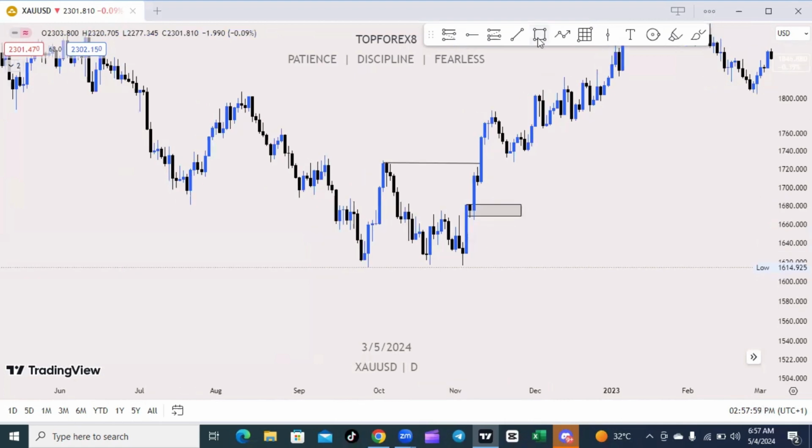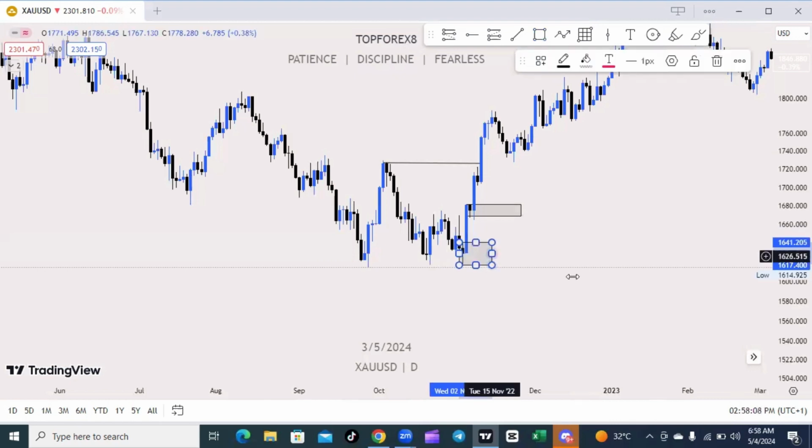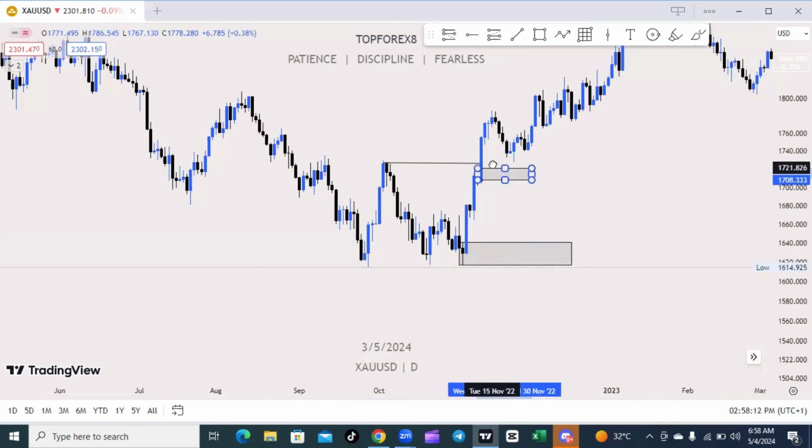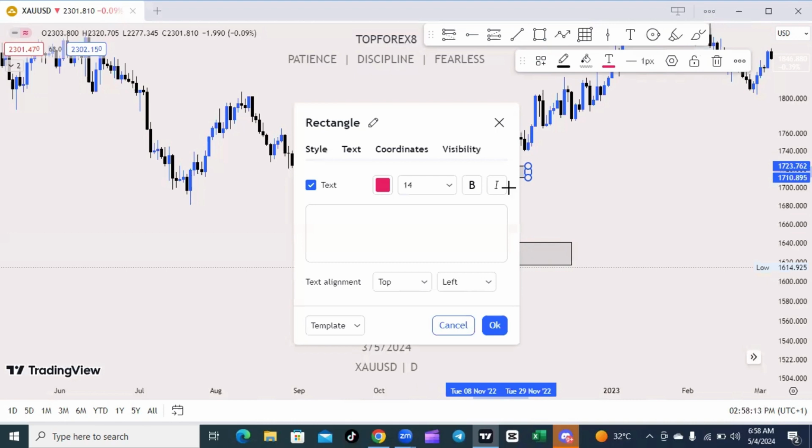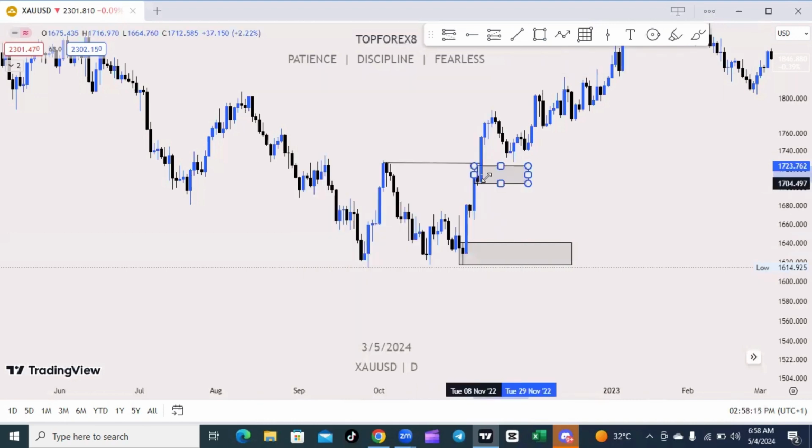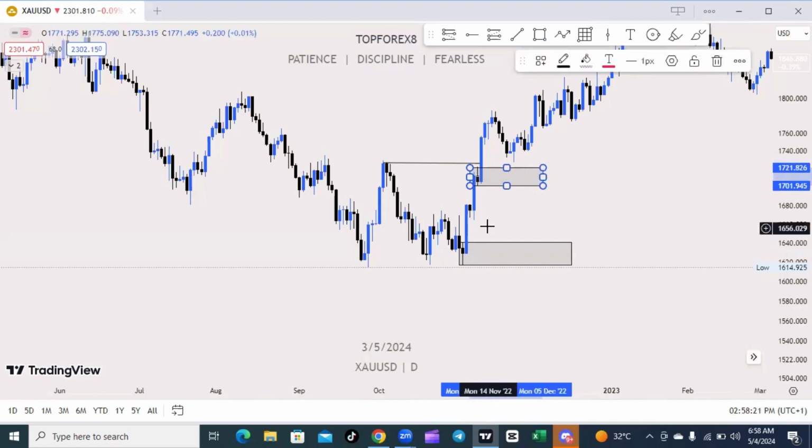So that place, we call this kind of thing a breaker block. Why we call this one, the one at the low, this last candle below, the last candle below, we call it a single candle order block. This is also an order block, and this is also an order block. In any way, we call it a breaker block.